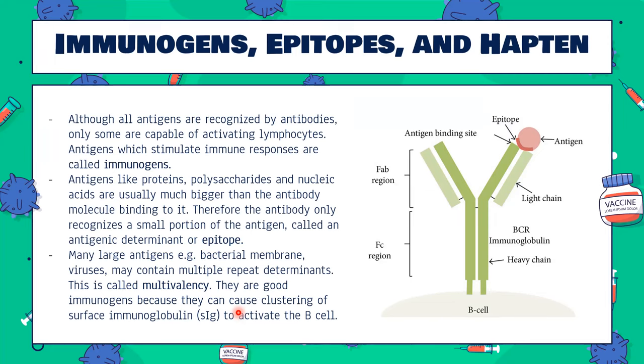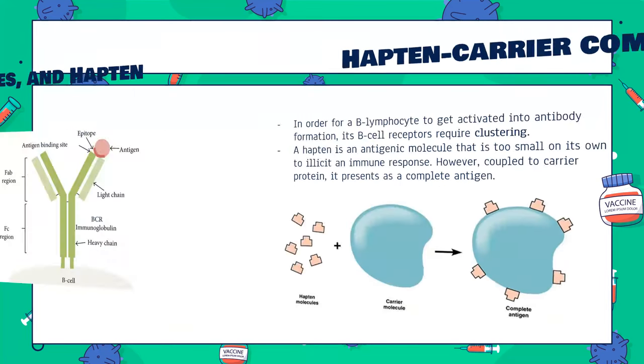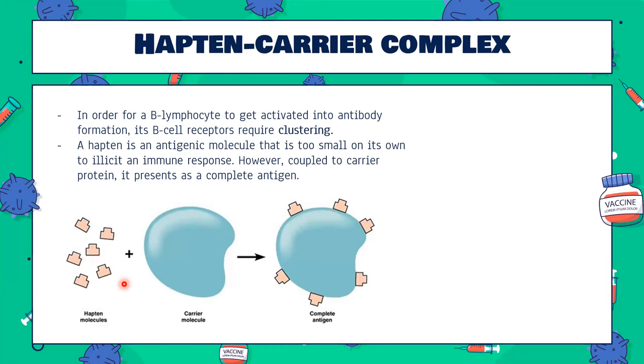An antigen that is large enough to be recognized through an epitope and to elicit an immune response is called an immunogen. All right. So those are capable of activating lymphocytes and they're capable of stimulating the immune response immediately. However, sometimes we might have antigens that are too tiny, right? They're too small for them to possibly elicit an immune response. And that brings us to haptens. Haptens are molecules that are antigenic, but they are too small on their own to elicit an immune response.